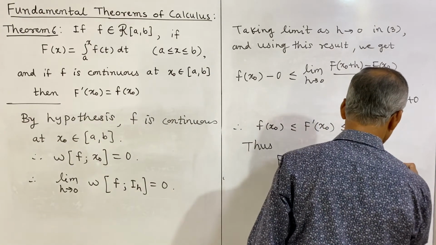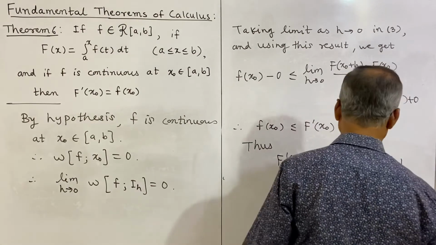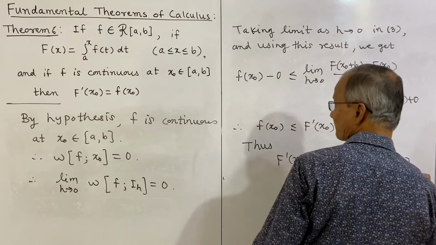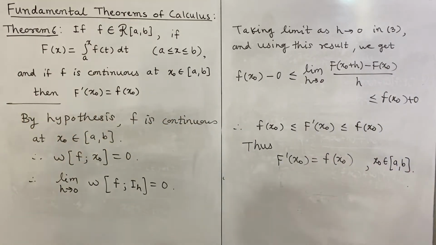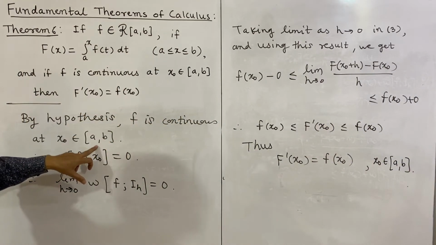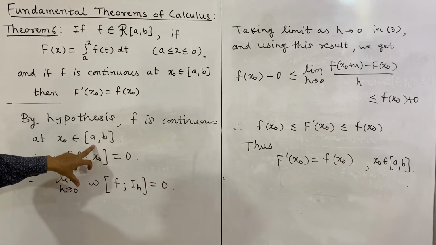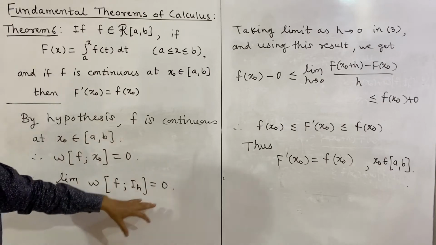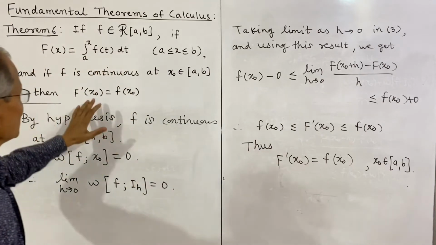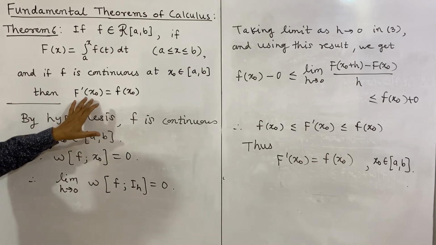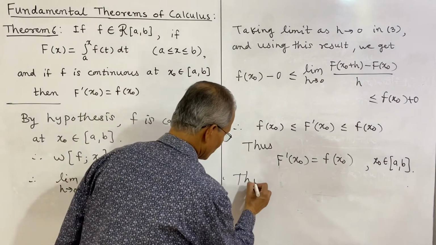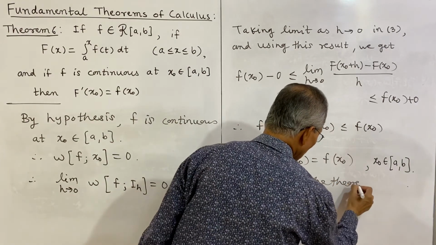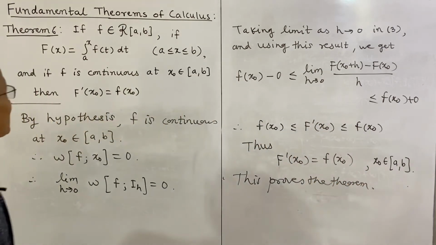x naught belongs to the closed interval a b. So f is continuous on this interval, and therefore we have used the fact that the oscillation of f at x naught is 0, and taking the limit we get the result. This proves the theorem. This is what we wanted to prove. Thus we have proved theorem number 6.